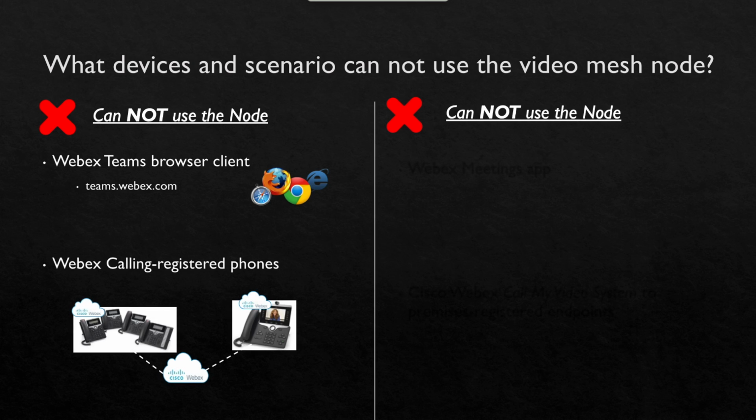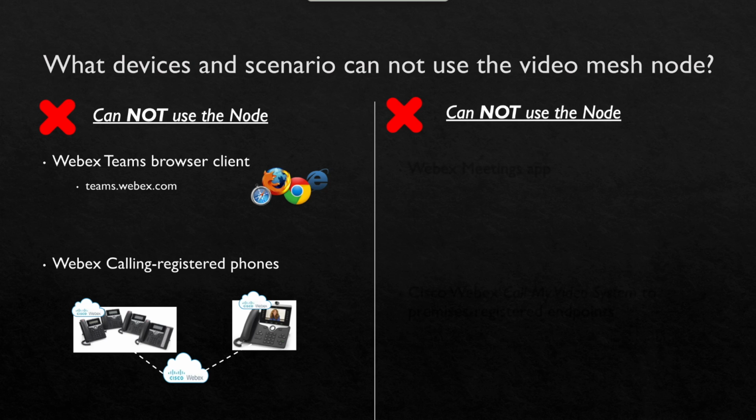Any Webex calling registered phone, we're talking about UC phones registered to the BroadSoft backbone, which is actually why it won't work. When you're registering to the Webex Control Hub, you're not actually registering directly to the Webex Control Hub like you are with telepresence endpoints. It's a different engine that's powering that registration and calling feature, and that engine is powered by BroadSoft. That engine has not been set up to work in conjunction with the video mesh node.